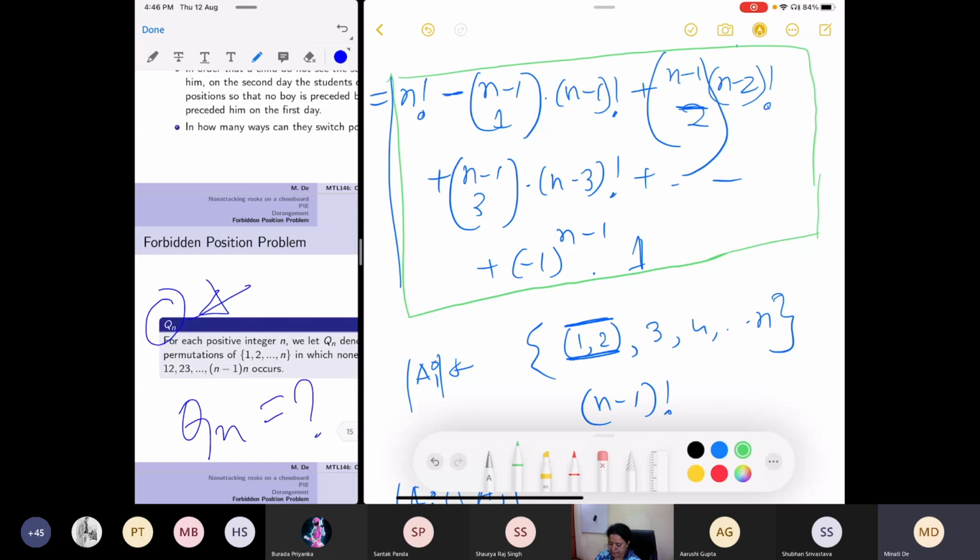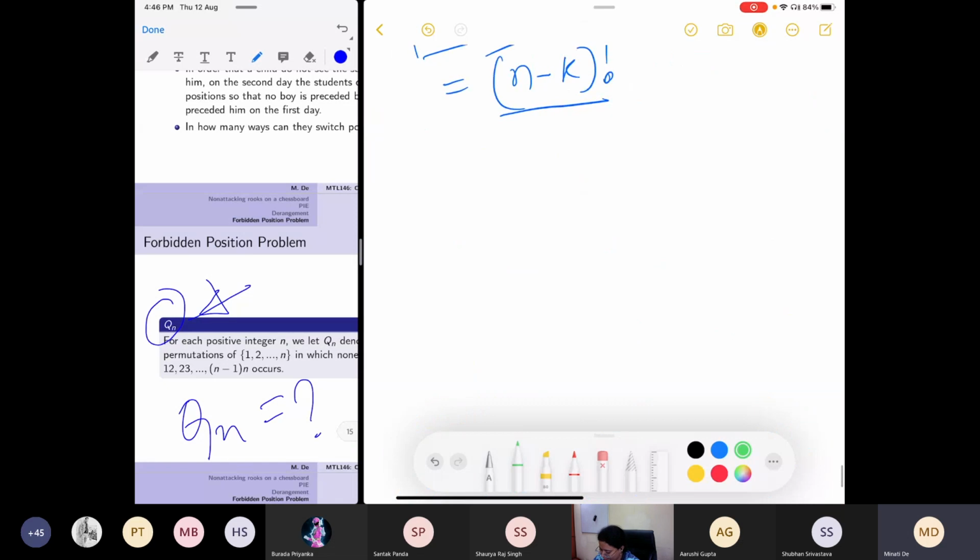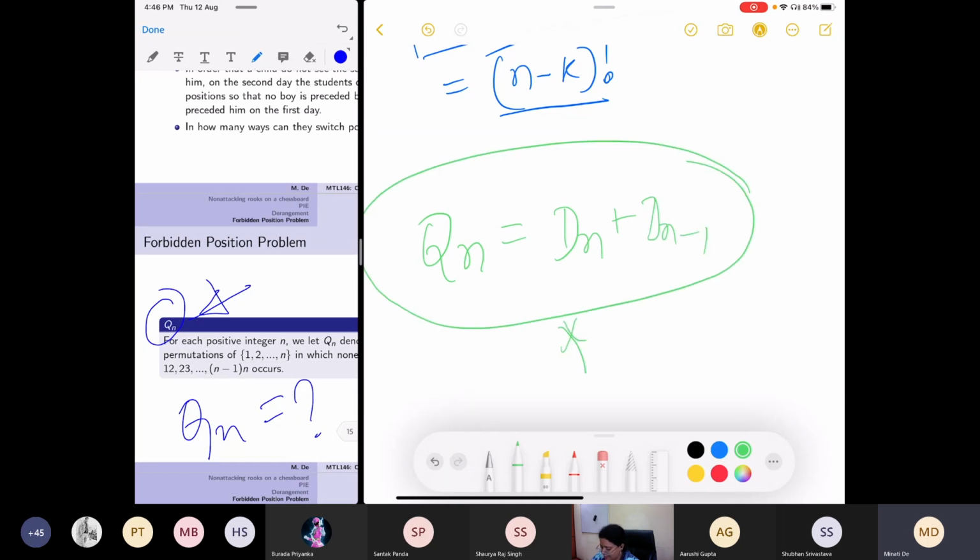So it looks similar to Dn, right? Isn't it? In fact, try to prove this. I am not proving it. The reason I was interested in your argument is something like this. One can prove that Qn equals Dn plus Dn minus 1. So try to prove this with a counting argument or something. That would be good for you.